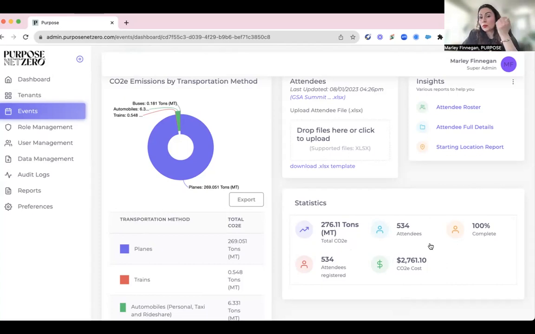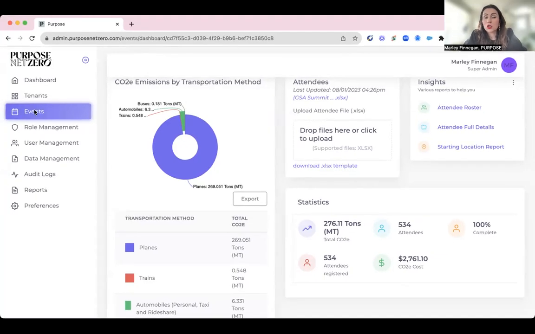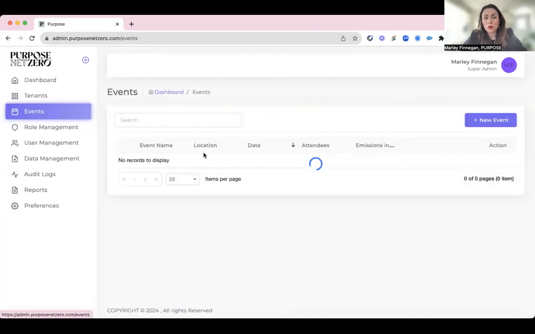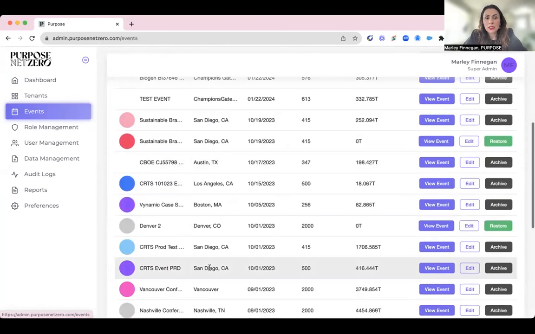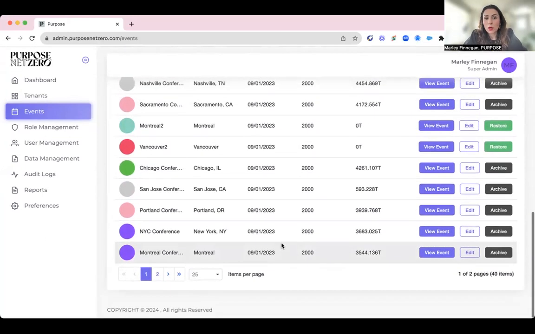So then at $10 per metric ton, that would have been $2,700 to offset this event. I usually suggest that we start at $15 per metric ton. So even doing this point times 0.5 again, it would have been less than $4,000 to offset this group travel. A lot of times people think that it's going to be extremely expensive to offset group travel, and it honestly can be pretty approachable.